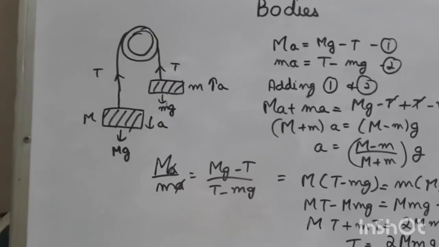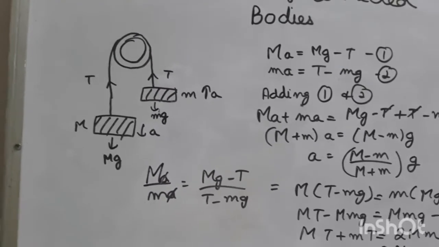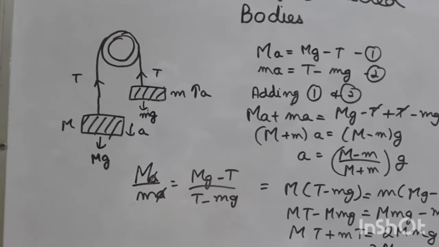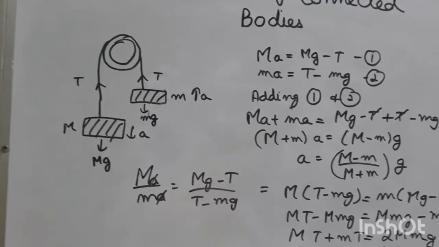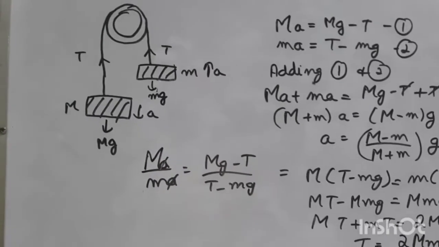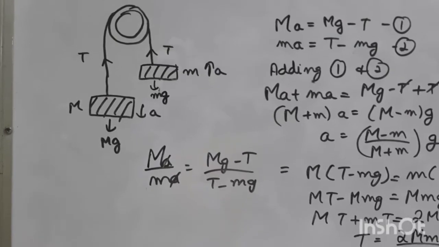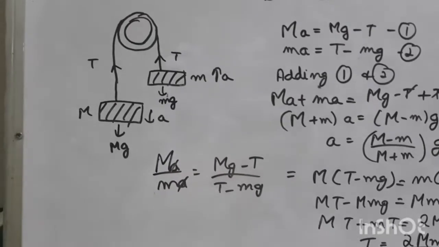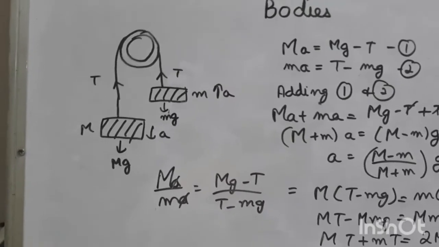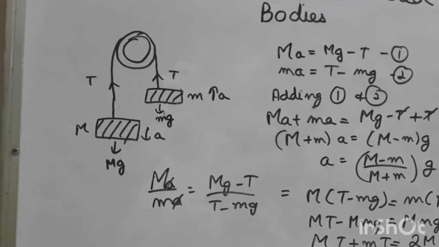The mass of block 1 is greater than block 2, so block 1 will move in the downward direction and block 2 will move in the upward direction. Now we will see the forces acting on block 1 and block 2. For block 1, the weight Mg is acting in the downward direction, the force due to acceleration in the downward direction, and the tension T in the upward direction.